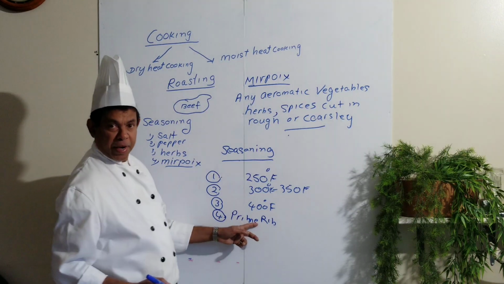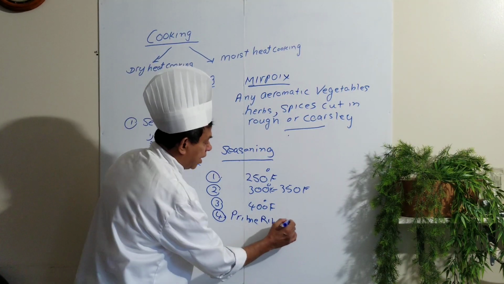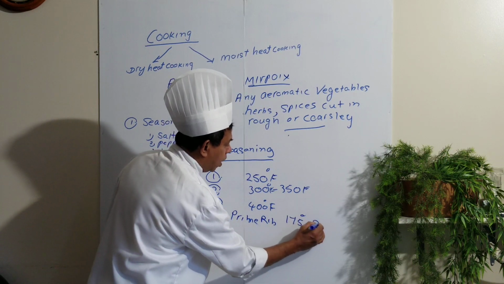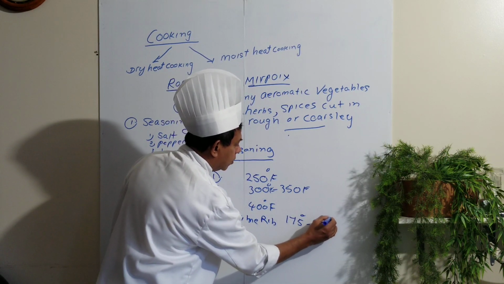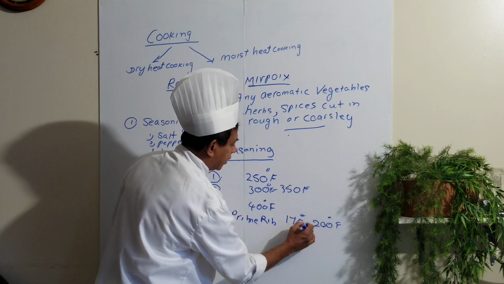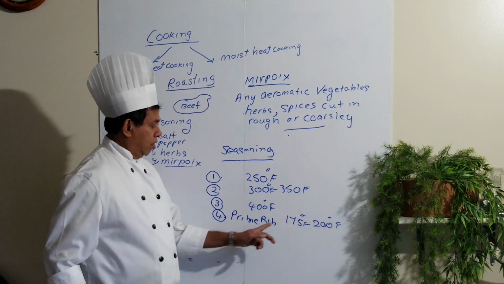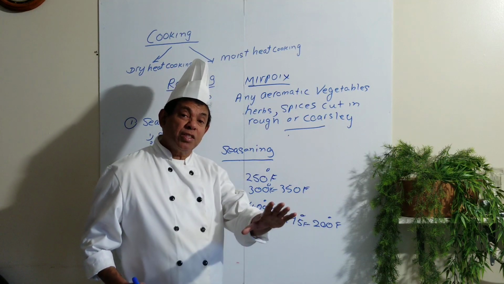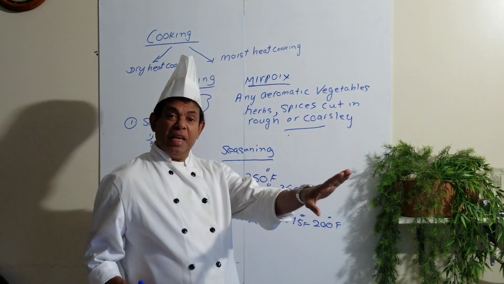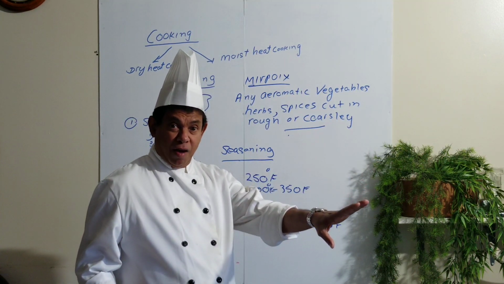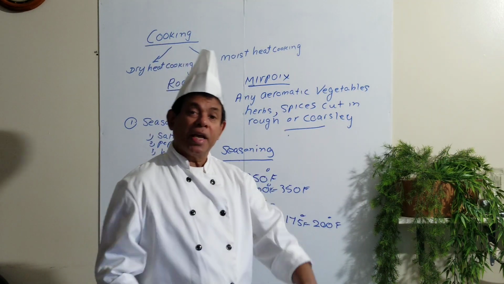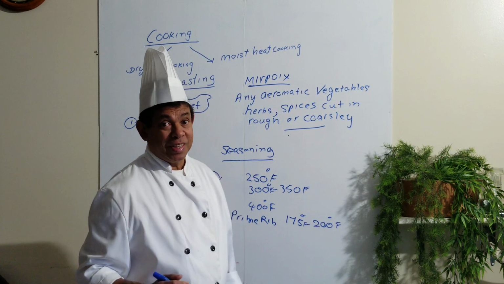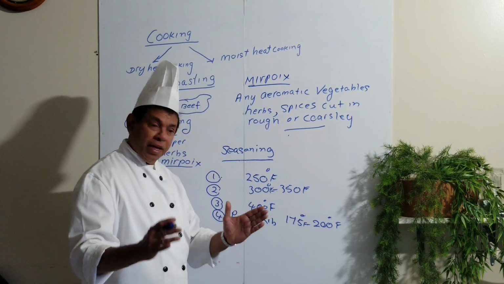For a meat like prime rib, we can set it to 175 to 200 Fahrenheit. That is long term. That means long hours cooking. You put the prime rib in the oven at night time and go in the morning and take the prime rib out for the lunch preparation. That one is very slow cooking.